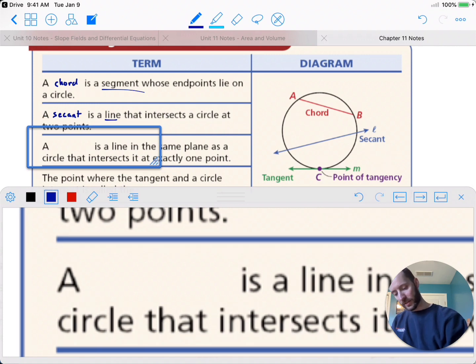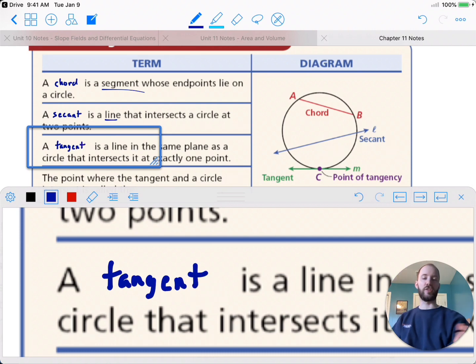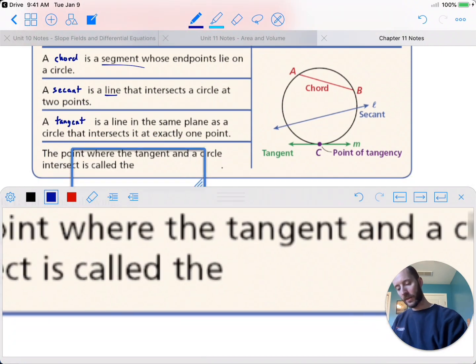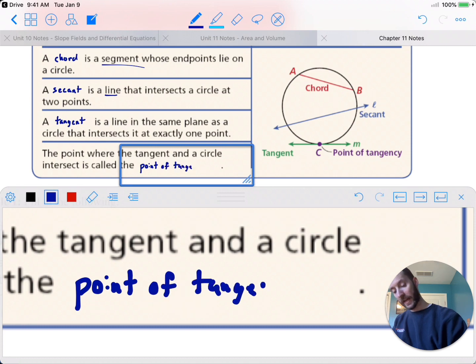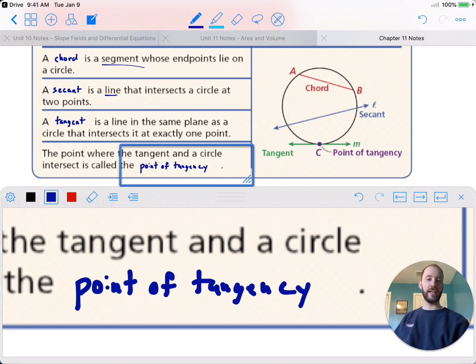A tangent is a line that's in the same plane as the circle. So they're coplanar, they kind of lay flat with each other, but they only intersect at exactly one point. The point where a tangent line intersects with a circle is called a point of tangency. Again, very creative. Tangent line where it intersects is the point of tangency.